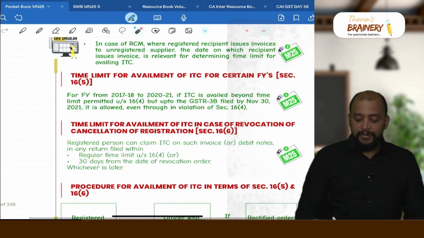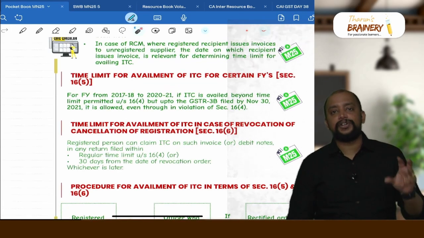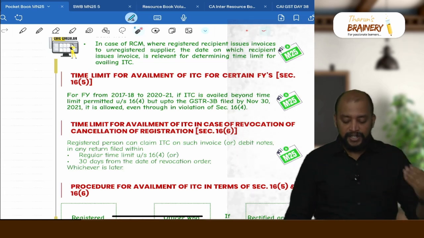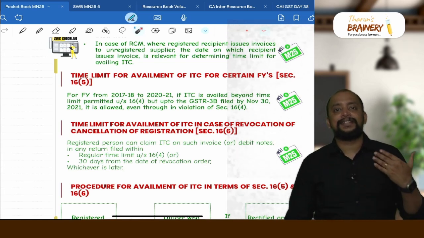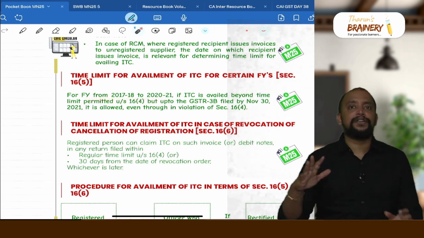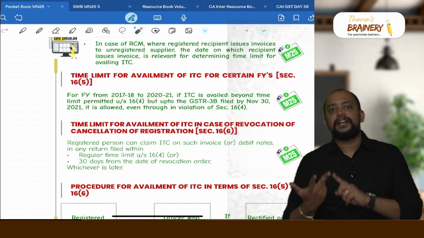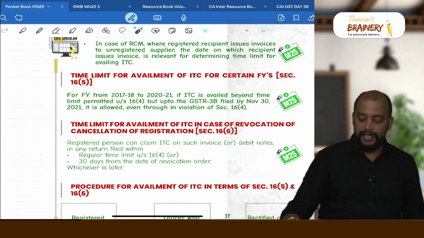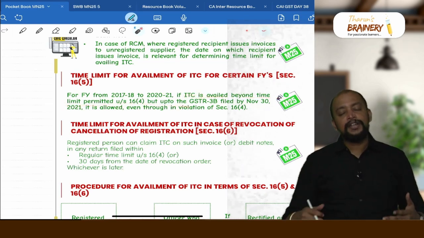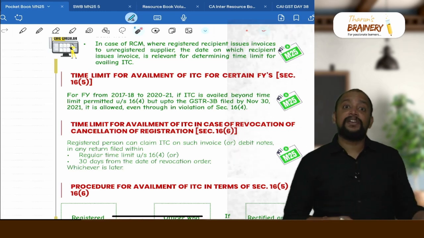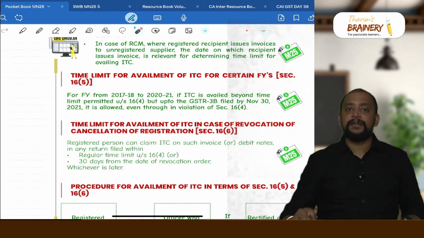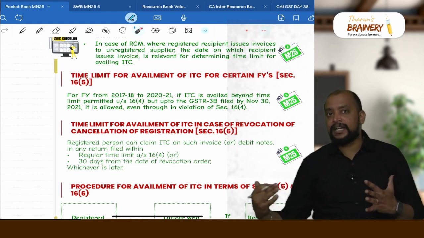Then time limit for availment of ITC for certain financial years. This is a stopgap arrangement which is added in section 16 subsection 5. Again, it is a new amendment, vide Finance Act 2024, that is for financial year 17-18 to 20-21, that is 17-18, 18-19, 19-20, 20-21, for 4 financial years. If ITC is availed beyond the time limit permitted under 16(4), so they missed out the time limit, but they availed at a later point of time, and which has been rejected by the department, on which they went for appeal, etc.